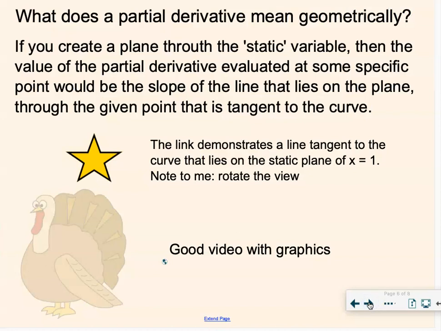What does a partial derivative, you okay? That was so cool. Yeah. I balanced the marker all the way to the thing, and then I rolled it. Good. Okay. All right.